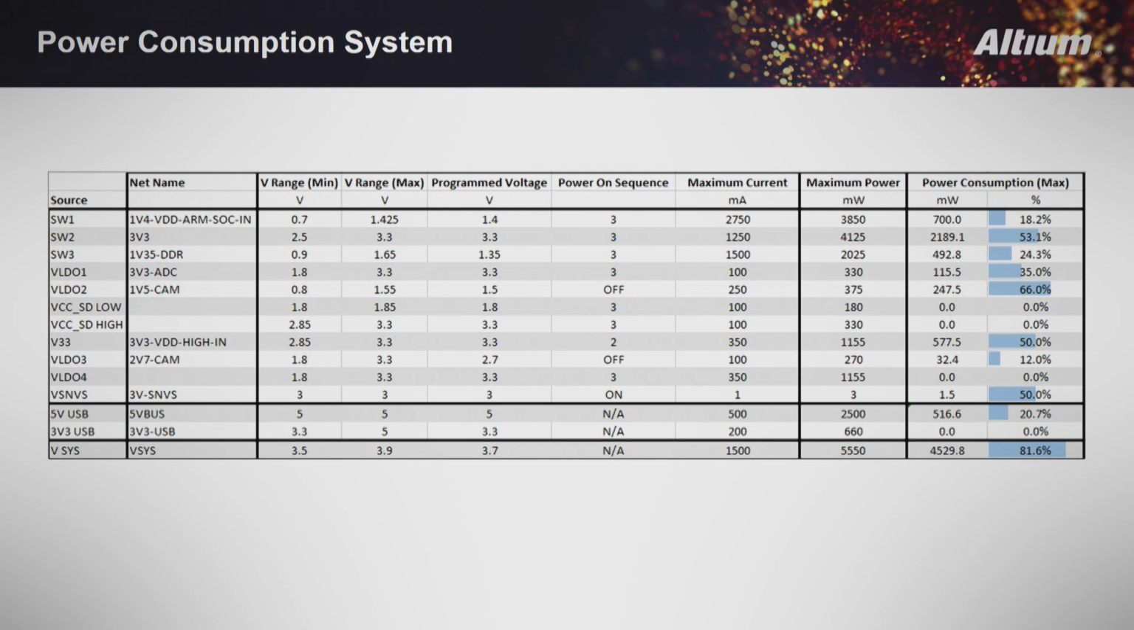But most importantly, I can see what the maximum power capability is of that rail, and what the current consumption is on that rail currently. And then over on the right-hand side here, I can see how close I am. Generally, when I start getting above 75%, I start getting pretty uncomfortable, and then I start doing more detailed analysis of that particular rail.